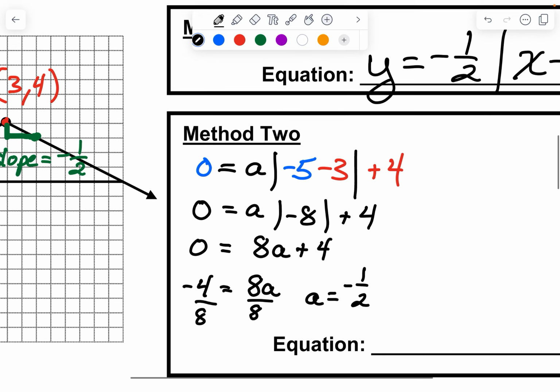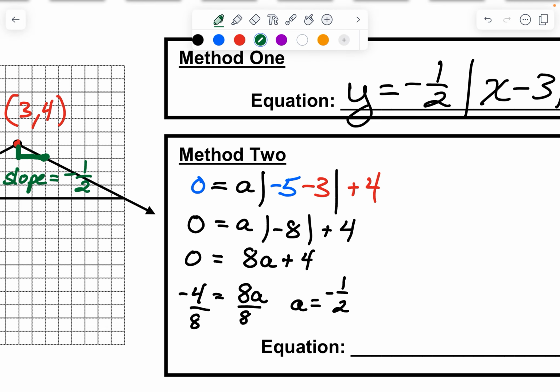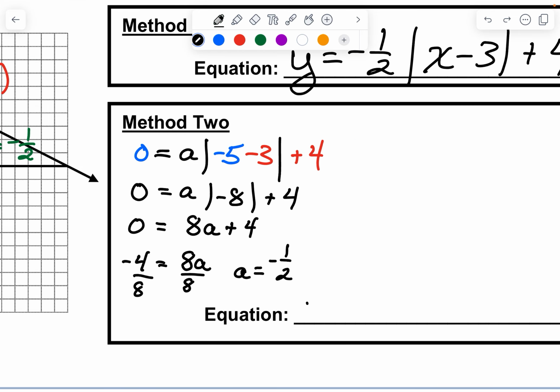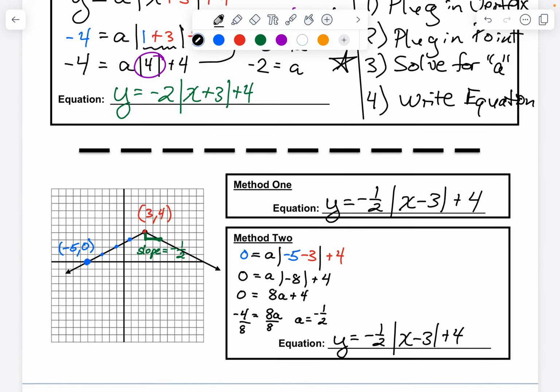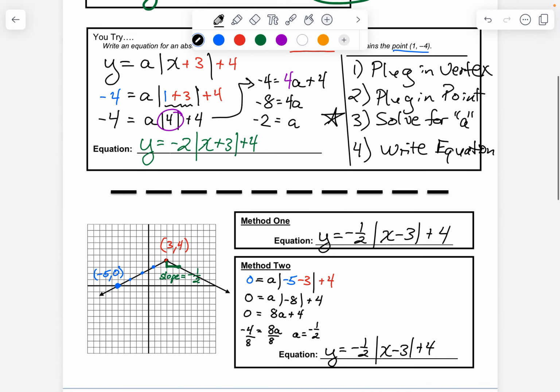I've seen -1/2 before. Yeah, it's the slope. It's the slope that I found from the graph. It's supposed to work that way. It's supposed to be the same answer. But we want to be able to do the method. We want to be able to solve for A. And now you know how to write an equation given a vertex and a point.